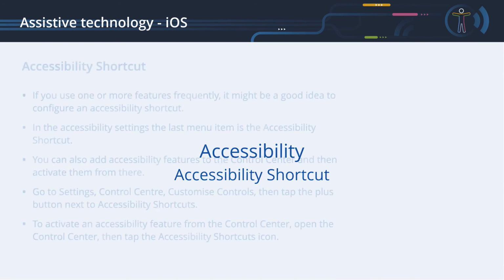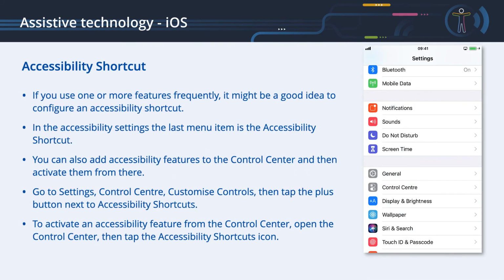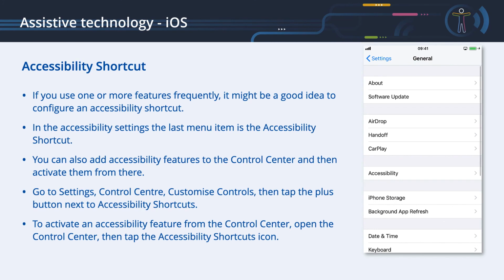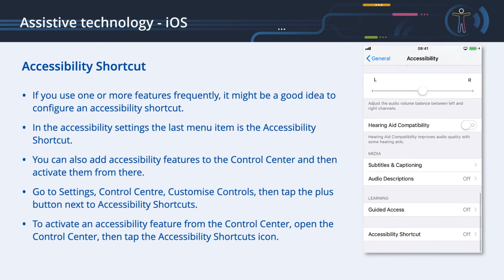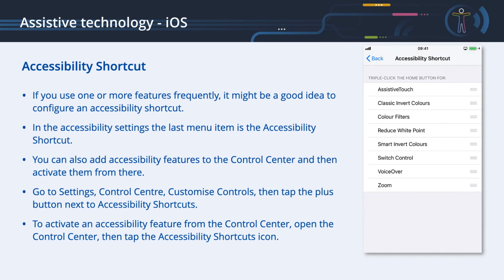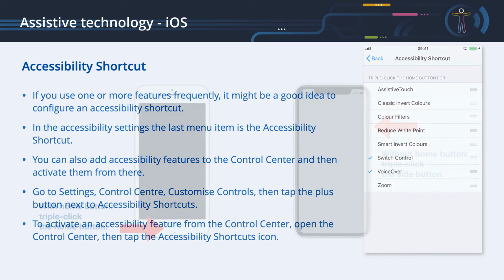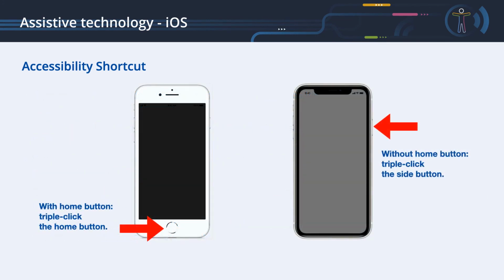Accessibility shortcut. As you have seen, there are many useful accessibility features offered by iOS. If you are using one or more features frequently, it might be a good idea to configure an accessibility shortcut. In the accessibility settings, the last menu item is the accessibility shortcut. Select one or more of the accessibility features here. You can activate or deactivate them using one of the following actions.